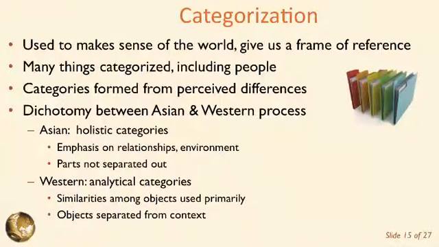And this is done in all cultures. It's done a little bit differently in the West and in Asia. We talked about that already. The fact that in Asia, categories are seen based on relationships and based on the environment. So people don't tend to separate objects apart from their environment, but things are seen in context. Whereas in the West, we use analytical categories, so we don't necessarily look at the context, we look at how things are similar or different.